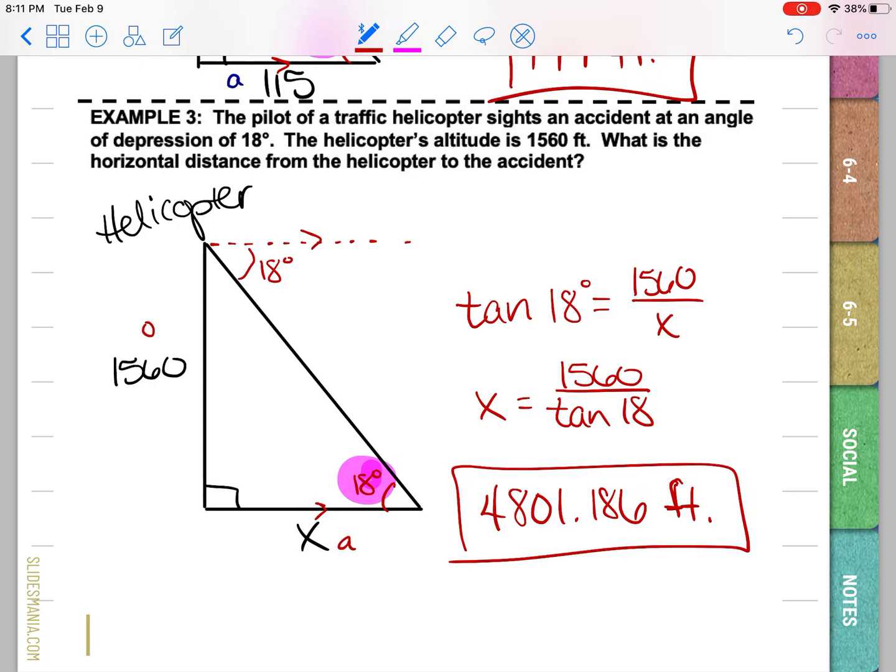And so if you look here, those are your 3 examples. Set it up just like we've been doing the last few days. Just pay attention to, is it angle of elevation or angle of depression? It'll go in that same spot every single time. If it's depression, it starts outside the triangle, and then it ends up at the bottom because those angles are congruent.